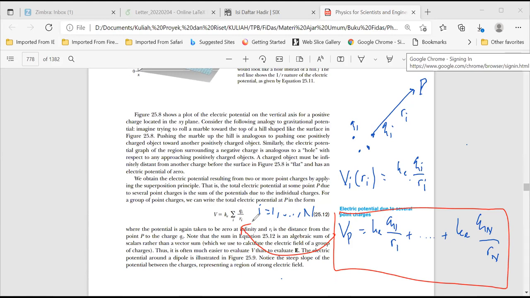Sigma, i from 1 to capital N, because we have N charges. This is the general formula for the discrete case. In reality, we have a discrete case instead of a continuous case.